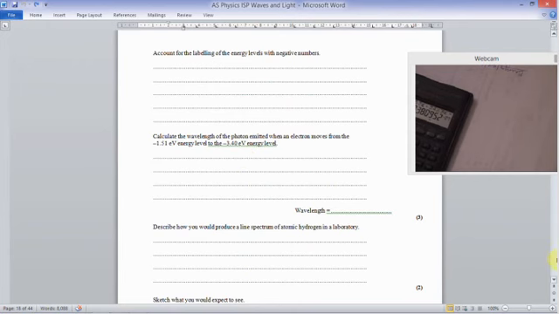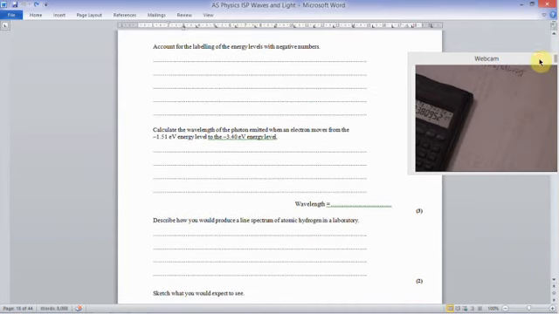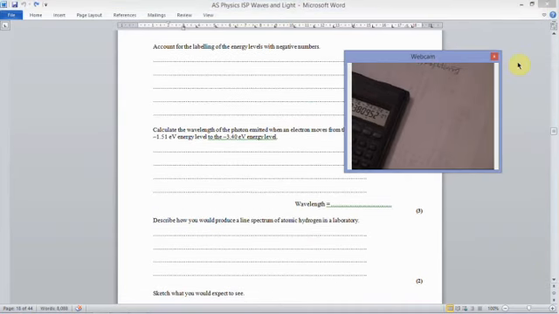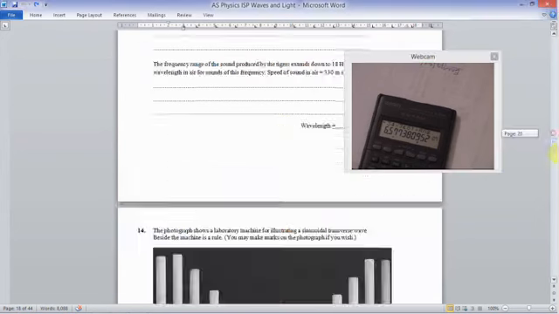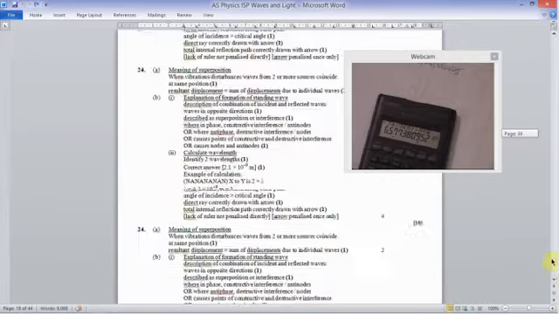Let's have a look and see what we get for that. Let's move my webcam out of the way. Sorry, you couldn't see any of that working out. There's my final answer. You can see across the top there's 6.63 times 10 to the minus 34, multiplied by the speed of light, and then divided by the answer to the previous part, which was converting this energy change of 1.89 into joules from electron volts. So let's go down to the bottom of the mark scheme.